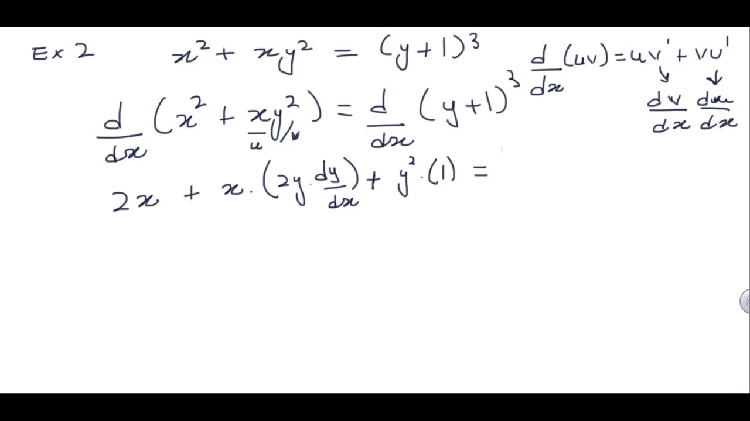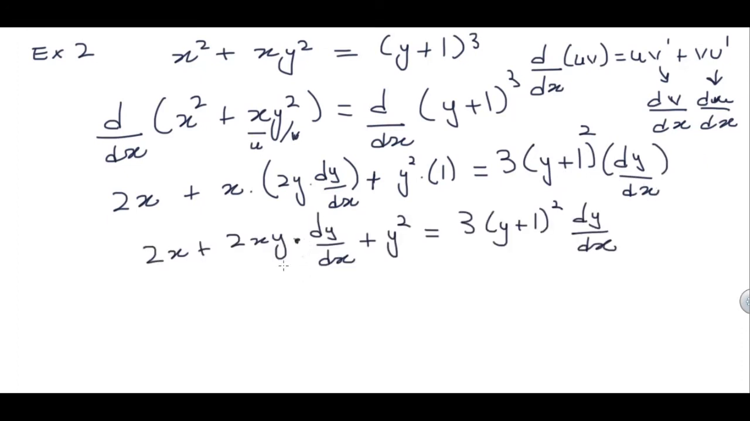Now let's go with this one. We will take the power outside, 3 times y plus 1, and as we know, we reduce the power by 1, and here we go. Now we differentiate what is inside the bracket. This gets us dy over dx plus 0, because the differentiation of 1 is 0, which is why I don't need to write it. So here's the final result.